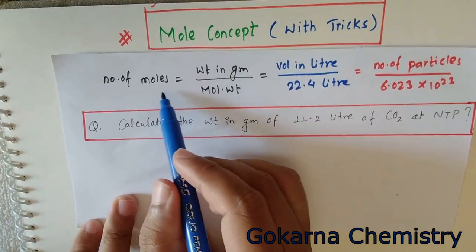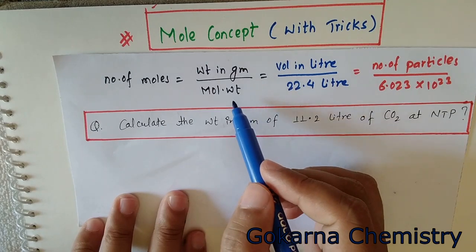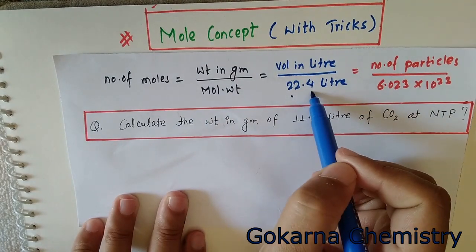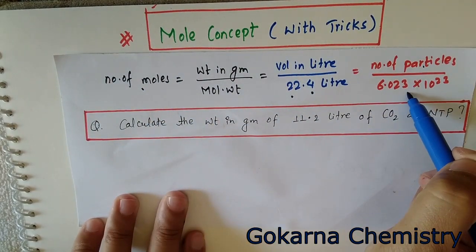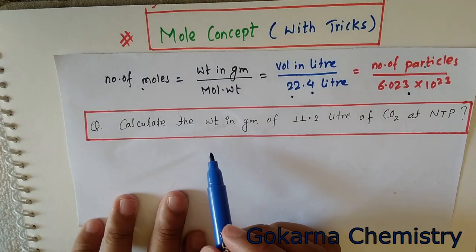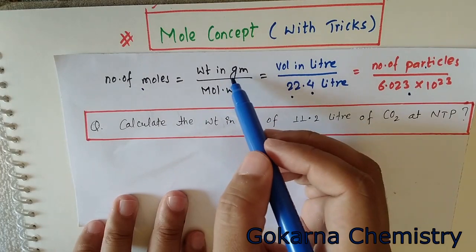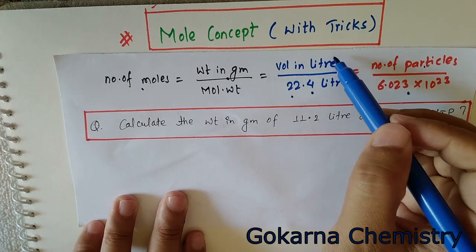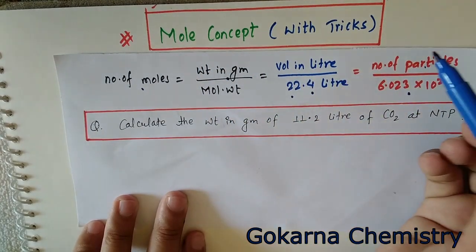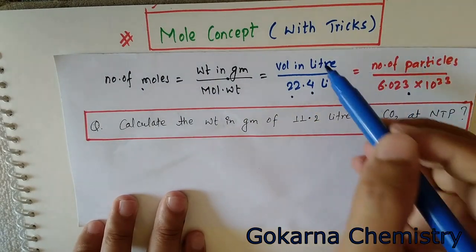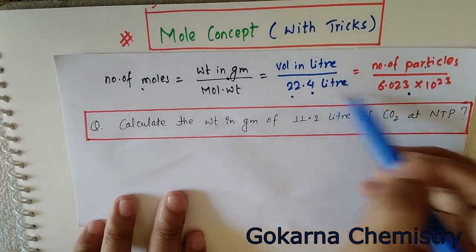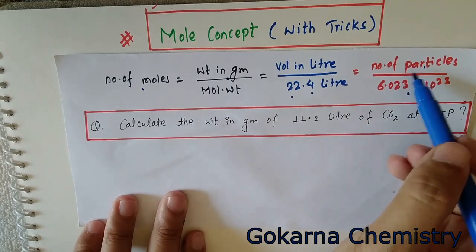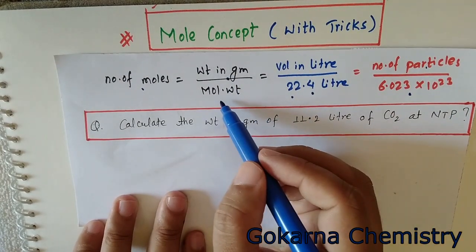Overall, you can see that number of moles has different formulas, so we are relating one with the other here. Number of moles equals weight in gram divided by molecular weight, equals volume in liter divided by 22.4 liter, equals number of particles divided by 6.023 into 10 to the power 23. If you have to calculate weight in gram and you are given volume in liter, then you can use this relation. If you are given number of particles and you have to calculate the liter, you can use this relation. And if you are given number of particles and you have to calculate the weight in gram, you can use this relation, or you can calculate the molecular weight also.